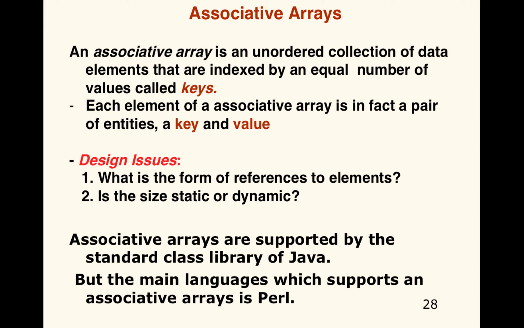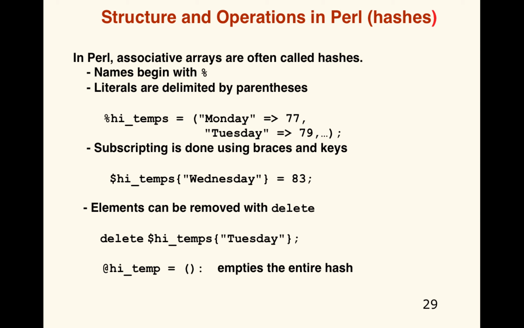So associative arrays are supported by the standard class libraries in Java, but the main languages that use and support them are Perl, and I would add PHP, and I would add Python to that list as well. I'm talking about the last bullet point here. Perl was the one that started out with it. And remember, Perl is the language that's used for a lot of streaming applications these days. So it's a very relevant language these days.